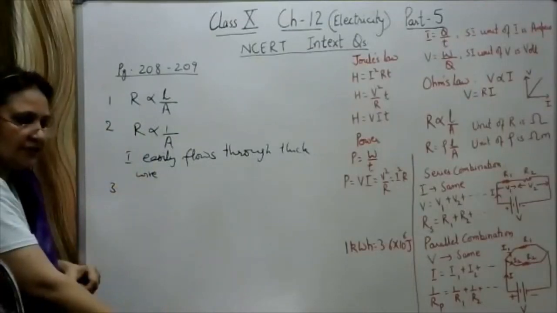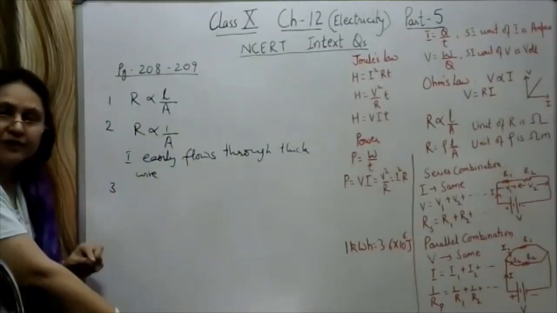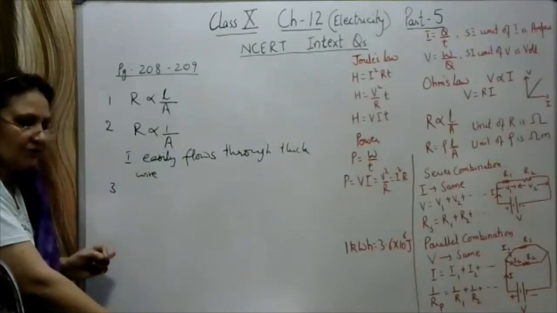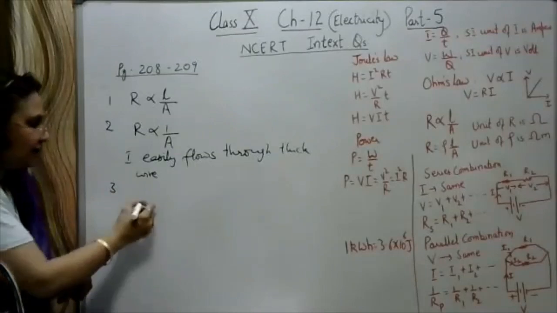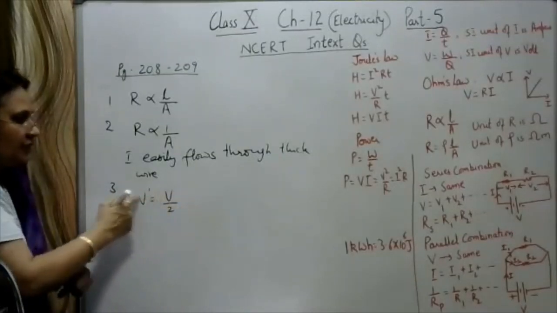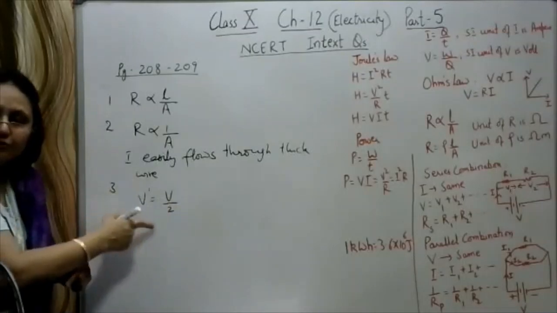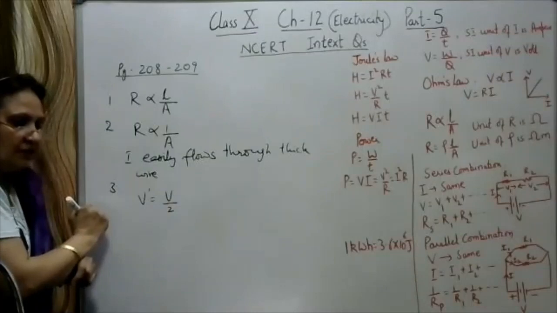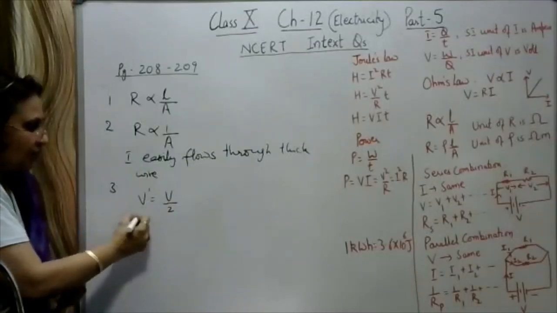Then question number 3 is: let the resistance of an electrical component remain constant, while the potential difference across the two ends of the component decreases to half of its former value. Suppose initially the potential difference was V. Now the potential difference is reduced to V dash, which is equal to V by 2. What change in the current will you observe? What will be I dash?